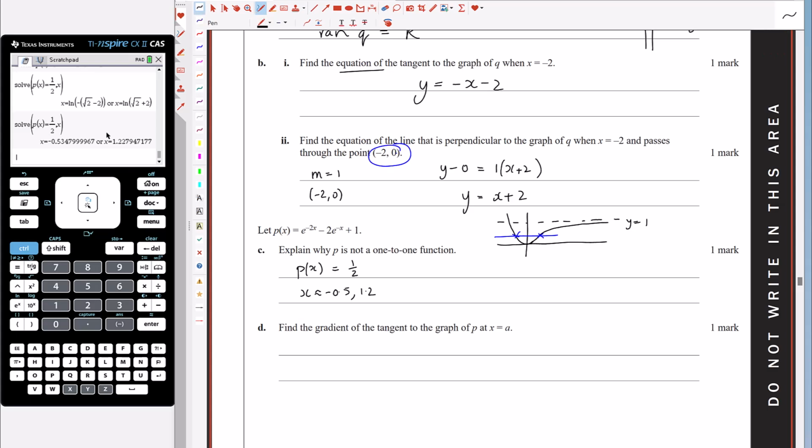So I need to make some kind of statement. So, since there exist two x values, negative 0.5 and 1.2, for one y value, 1/2, p of x is a many-to-one function, not a one-to-one function.